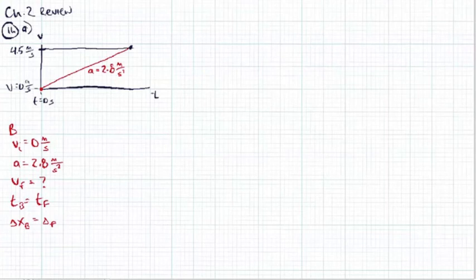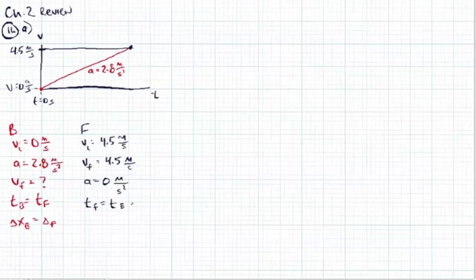As for the friend himself, well, let's write this over here. For F, the initial velocity is 4.5 meters per second. And the final velocity, VF, is going to be 4.5 meters per second, which means if the velocity does not change, the acceleration is going to be equal to 0 meters per second squared. And like we said before, the time of the friend is equal to the time of the bicyclist, as is the displacement of the friend equal to the displacement of the bicyclist.